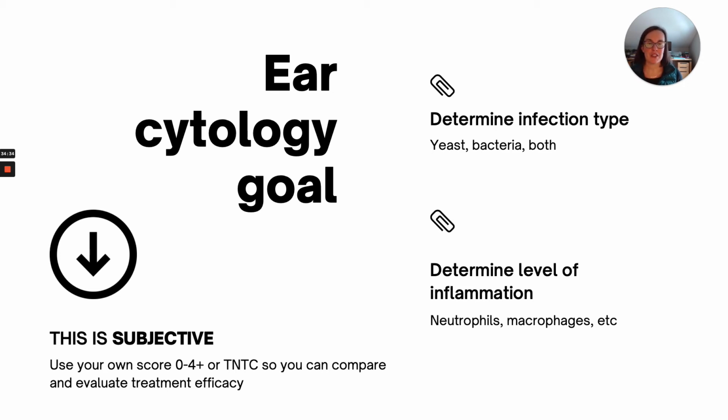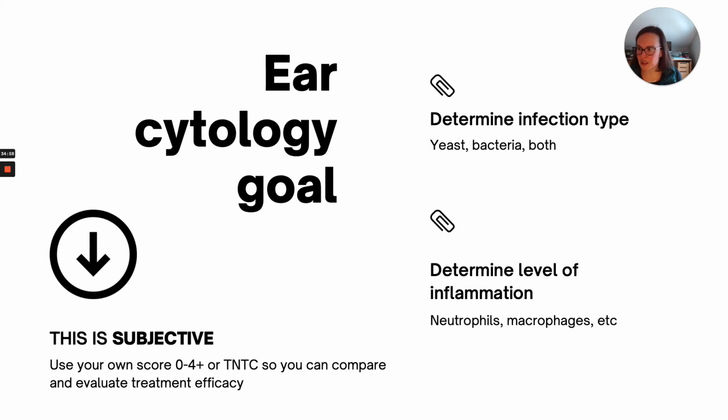And then remember, it is a subjective scale. So 0 to 4 plus, or too numerous to count, is generally what I'm using so that you can compare to last time and evaluate your treatment efficacy. But again, it's a subjective scale and it's something that you come up with. There are some that are available, but to me, I've just developed kind of my own system. And I think if you do enough cytology, you can come up with that.